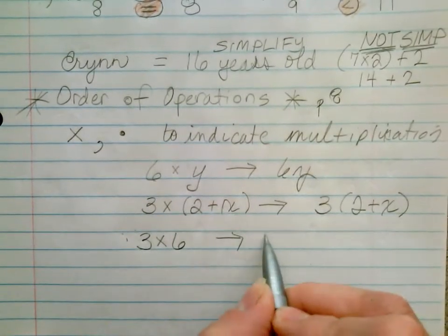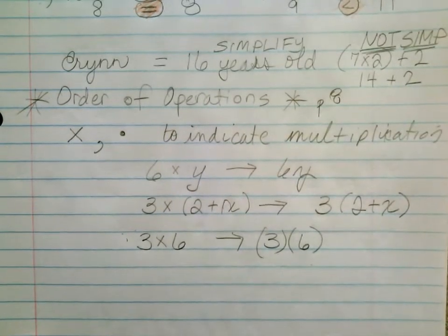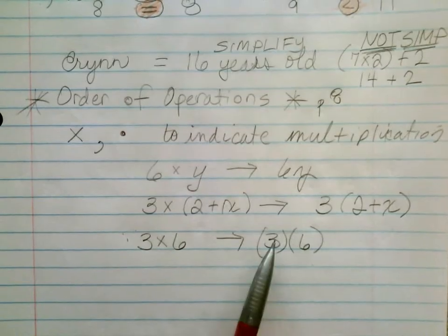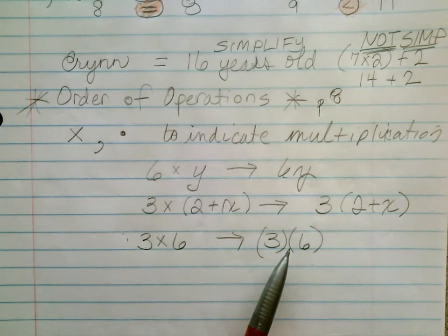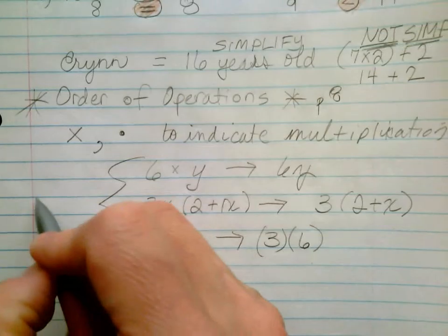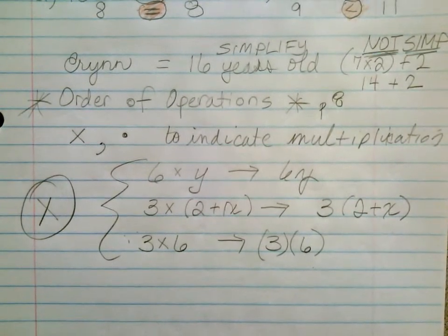If they did do numbers next to each other, they would go 3, 6, well, that's pretty much all you would see in this textbook anyway. Okay? So this is how you're going to see multiplication for the rest of your math career. In calculus book, it's the same thing.